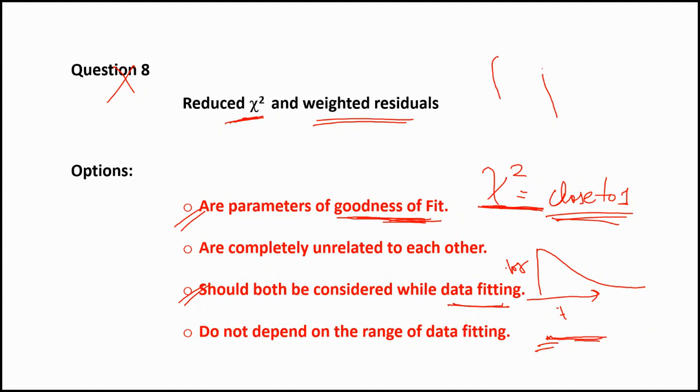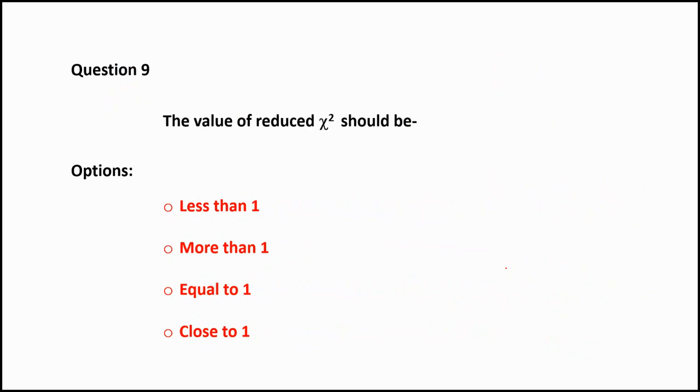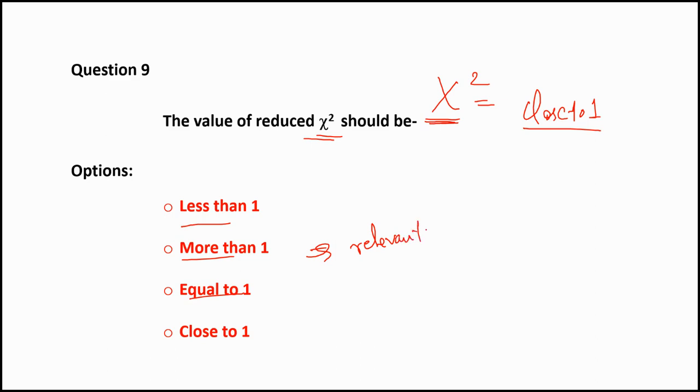Okay, now we'll come to question 9: the value of reduced chi-square should be. Again I'll repeat it. Chi-square is the parameter which we consider when we are fitting the data and trying to find our lifetime in the TCSPC experiment. Its value should be close to 1, and if it is less than or more than 1, then it is not considered to be relevant.